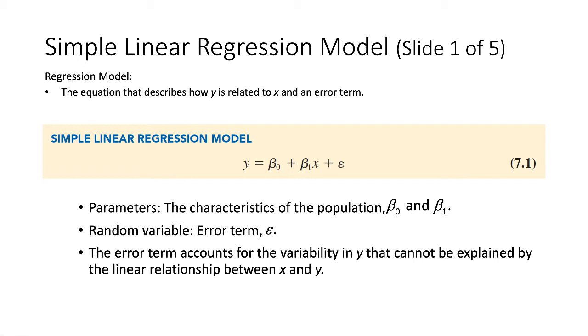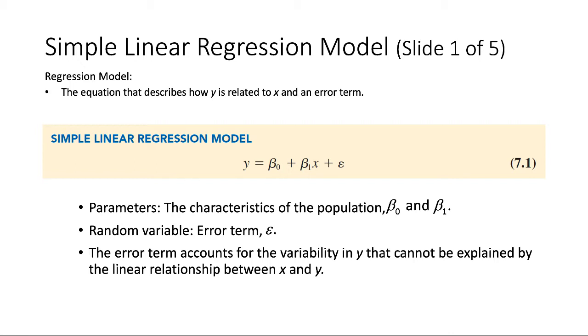In this equation, beta 0 is the population parameter, that is the y-intercept, and beta 1 is the slope of the line relating y and x. The error term e, or in the Greek letter we call it epsilon, accounts for the variability in y that cannot be explained by the linear relationship between x and y. The simple linear regression model assumes that the error term is a normally distributed random variable with a mean of 0 and constant variance for all the observations.